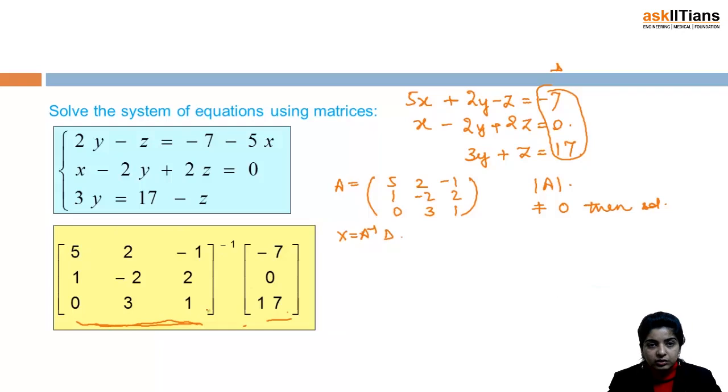Now how do we find this inverse? We have already discussed. First of all, you will find the determinant. You will divide by the determinant. You will find the adjoint, and this will give you the inverse. In order to find the adjoint, first of all you will find the cofactors of each and every element. Then take the transpose of the matrix of cofactors. Then you will get the adjoint. So finally you will get the answer once you compute these values.